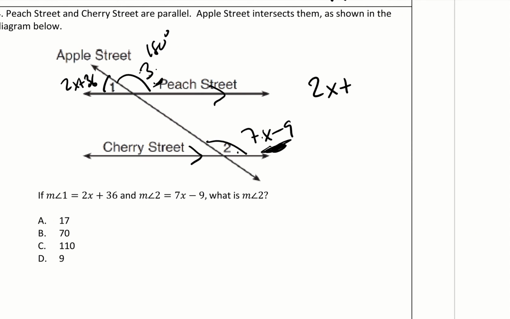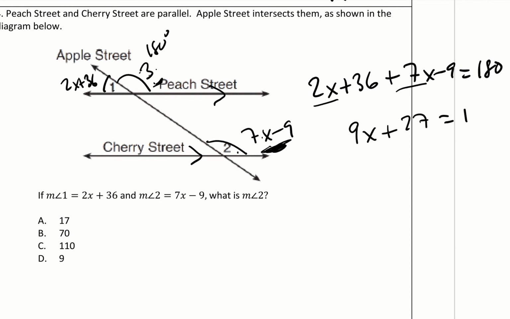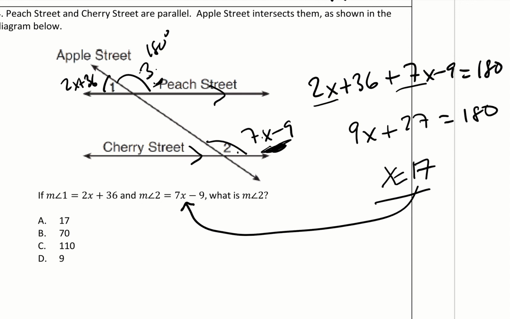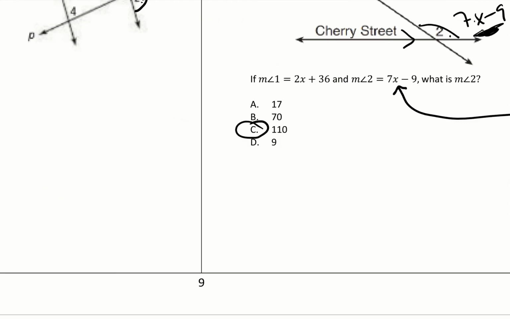So we got 2x plus 36 plus 7x minus 9 adds up to 180. So we got 2x and 7x is 9x. 36 minus 9 is 27. We'll solve this here real quick. And when you solve it, you get x is equal to 17. Just to quickly solve that. And then we plug it into angle 2. So 7 times 17 minus 9, and that's going to be 110 degrees. Okay, just trying to save a little time there.